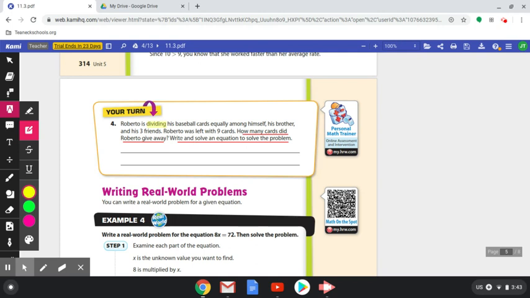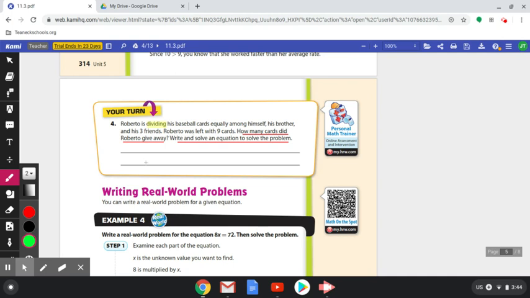We're going to start with this part here. There's 2 parts. How many cards did he give away? Write and solve the equation. Let's take the second part first. Write and solve an equation to solve the problem. Well, we know it's a division equation. He's dividing his cards equally among himself, his brother, and 3 friends. So that's 3, 4, 5. There's 5 people in total.